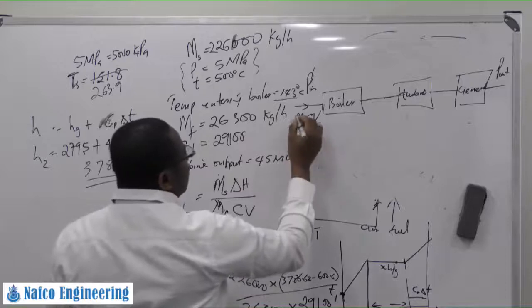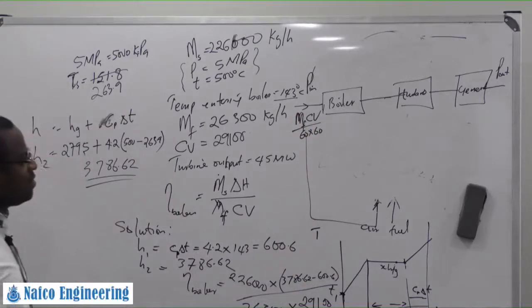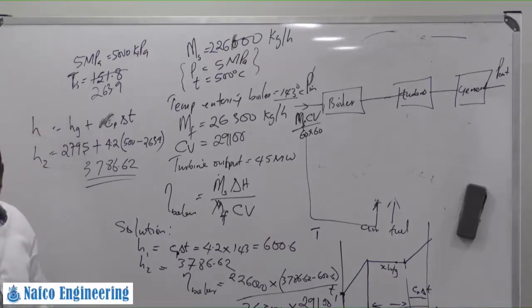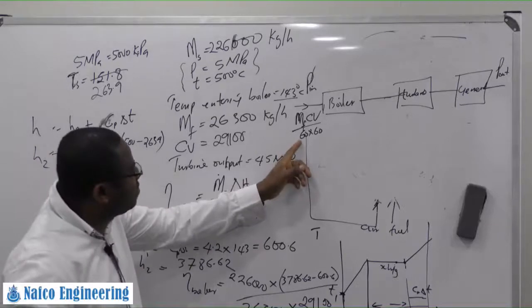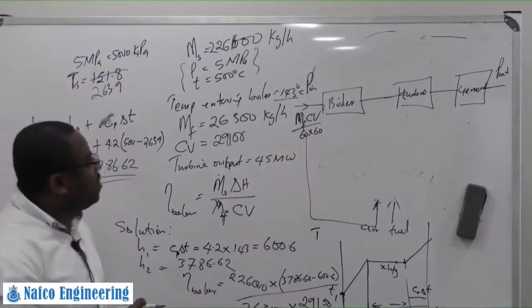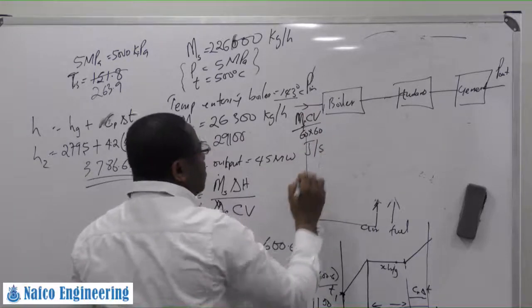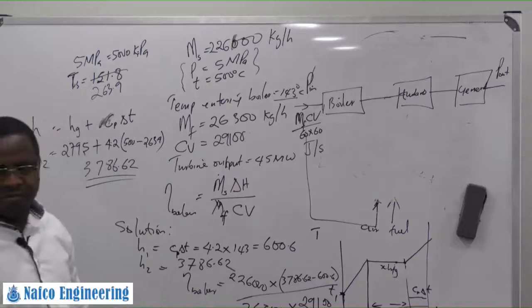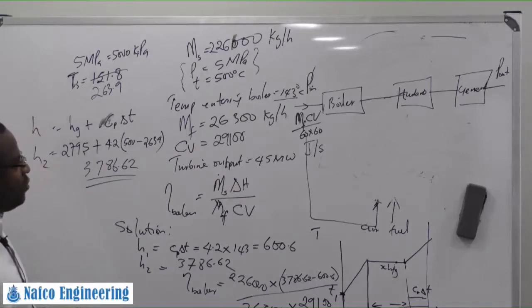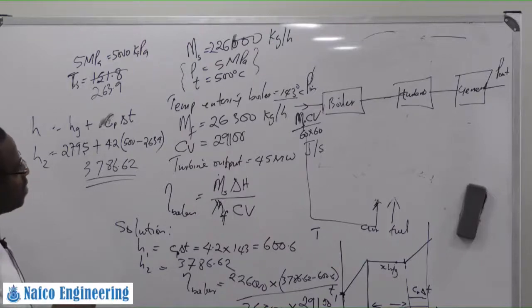So all the things given to us here, the mass flow rate there is given to us in per hour, right? So you must just divide by 60 to make it in per seconds. Right, so that what you get here will be in joules per second, not joule per hour. And joule per second is what?